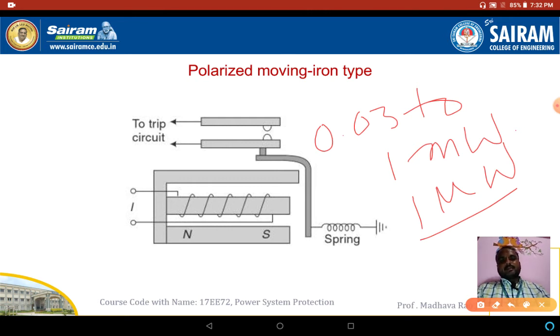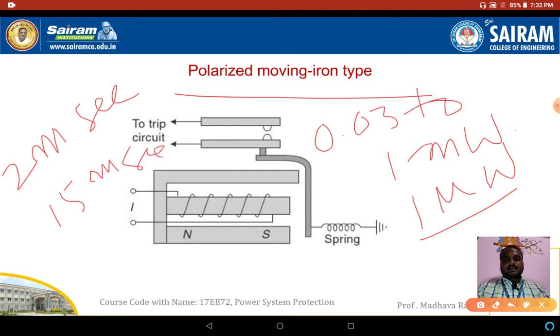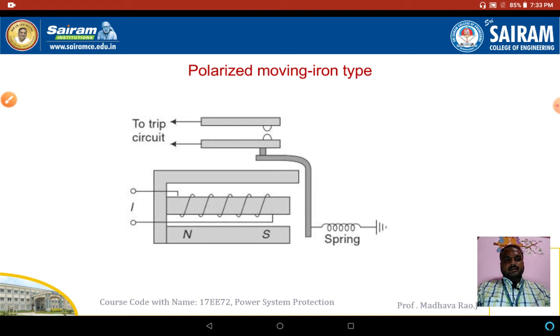The operating time of the polarized moving iron type relay is very short, 2 milliseconds to 15 milliseconds, not 20 seconds. That is how fast this relay will operate and clear the fault. So these relays are used in high voltage and extra high voltage applications. Next, we will see the next relay.